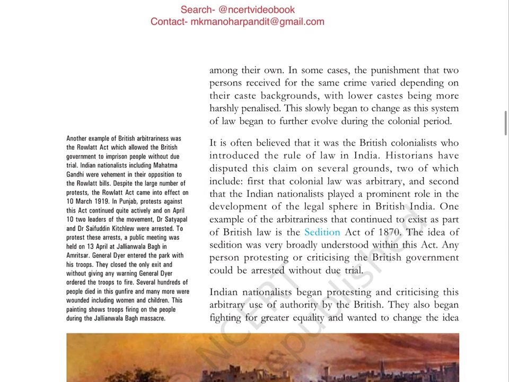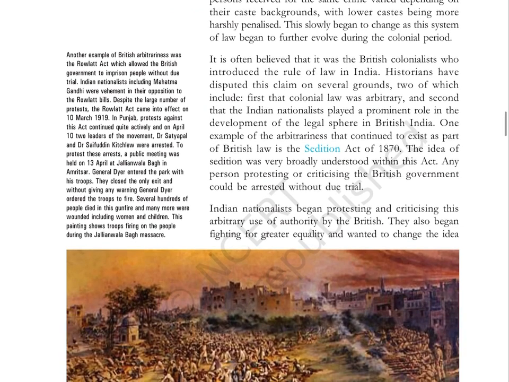Page number 44. In some cases, the punishment that two persons received for the same crime varied depending on their caste backgrounds, with lower castes being more harshly penalized. This slowly began to change as this system of law began to further evolve during the colonial period. It is often believed that it was the British colonialists who introduced the rule of law in India.